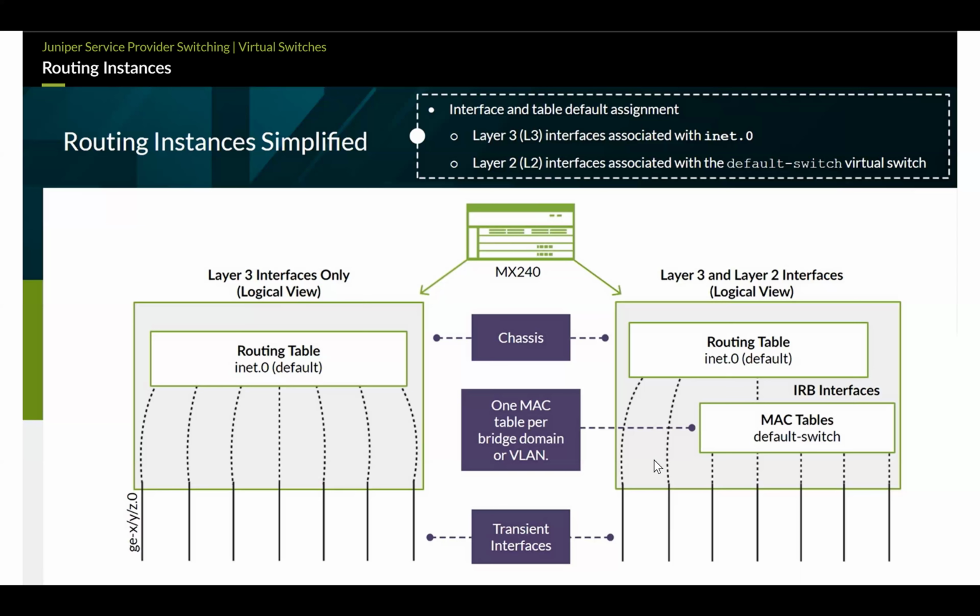It's like VRF in Cisco. Yes, it's VRF Lite. In Juniper it's called a routing instance, and in Cisco it's called VRF. This is similar to VRF. It is perfect for creating multiple isolated routing tables on a single router.